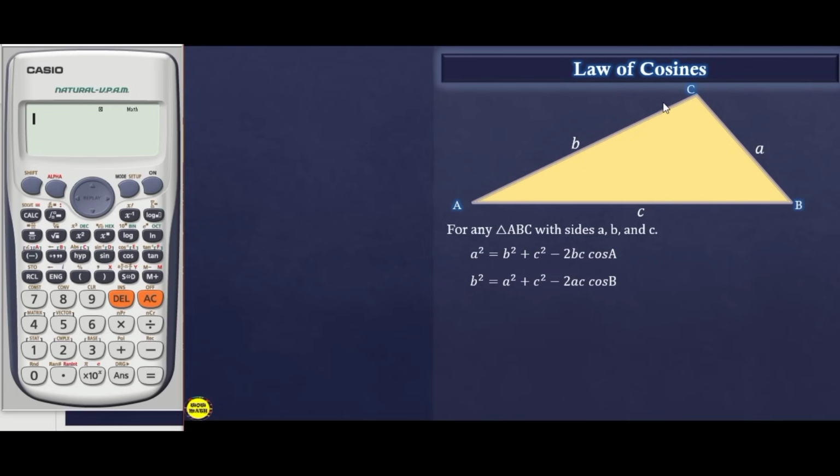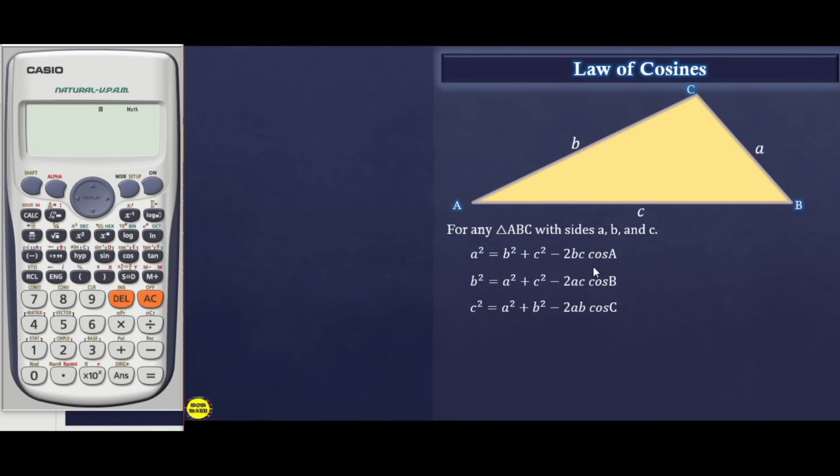Kapag side b naman ang hinahanap natin, we have b squared is equal to a squared plus c squared minus 2ac times cosine B. Kapag side c naman ang hinahanap natin, we are using c squared is equal to a squared plus b squared minus 2ab times cosine C.